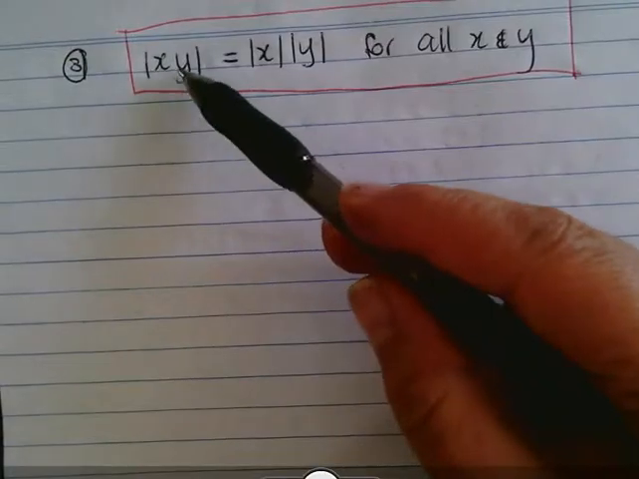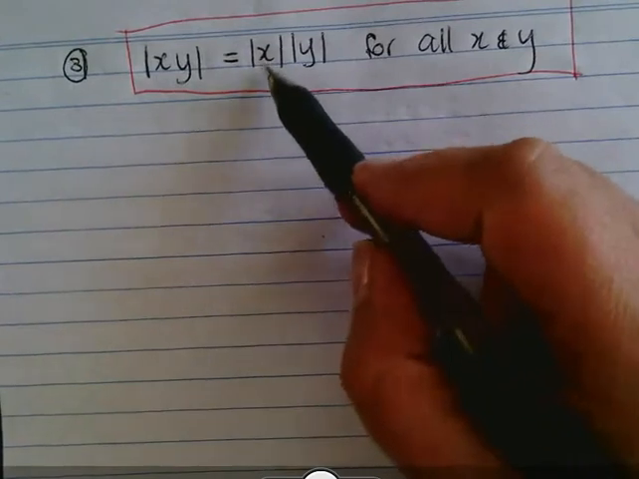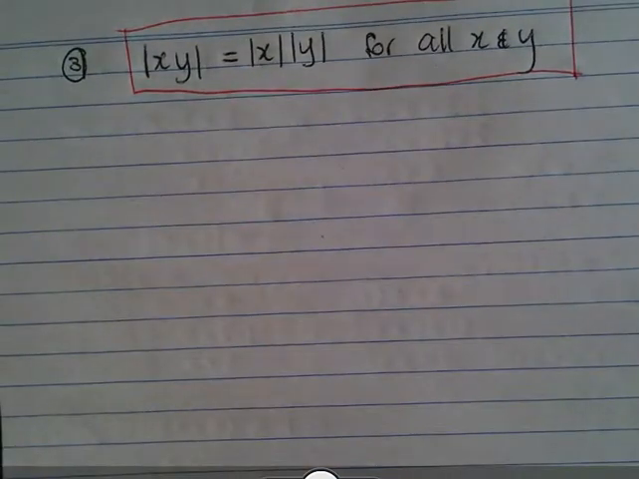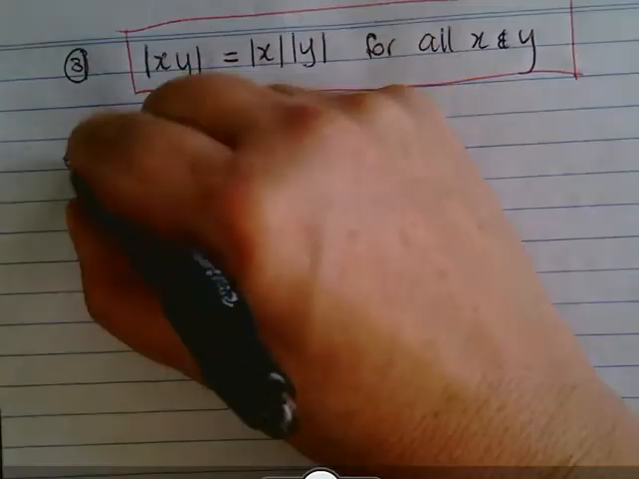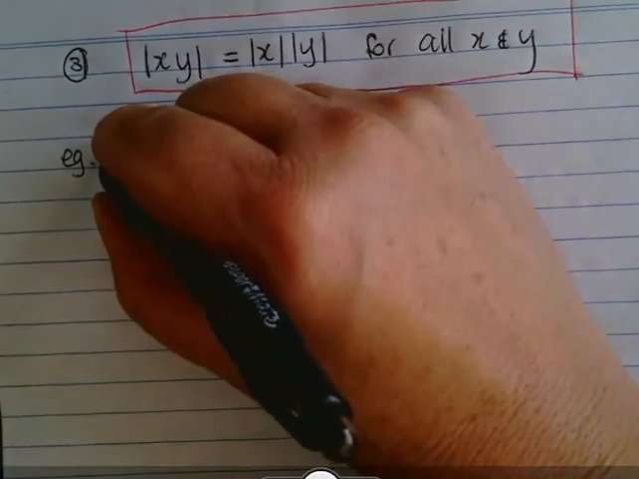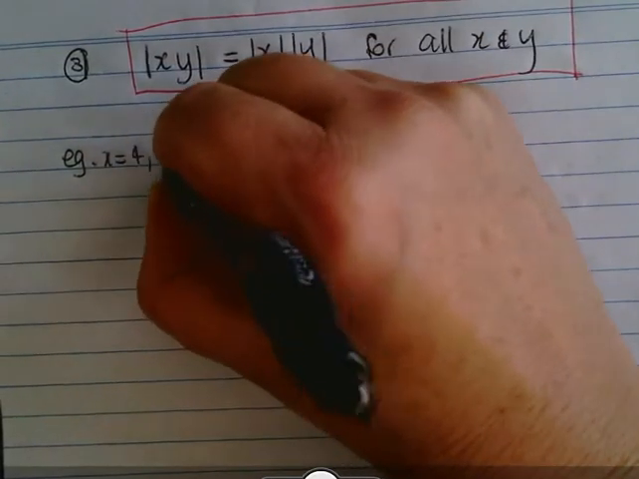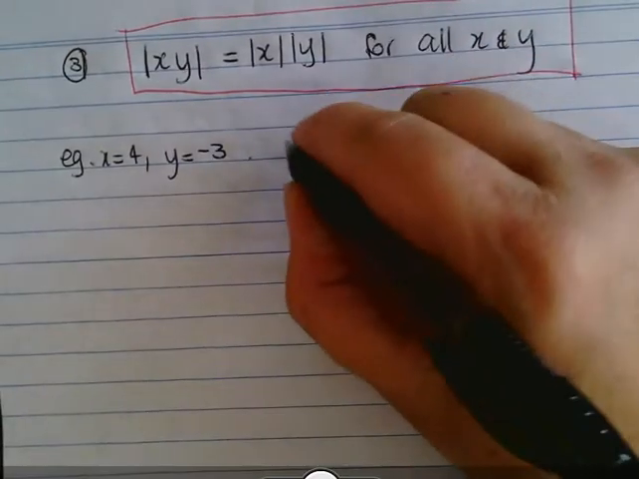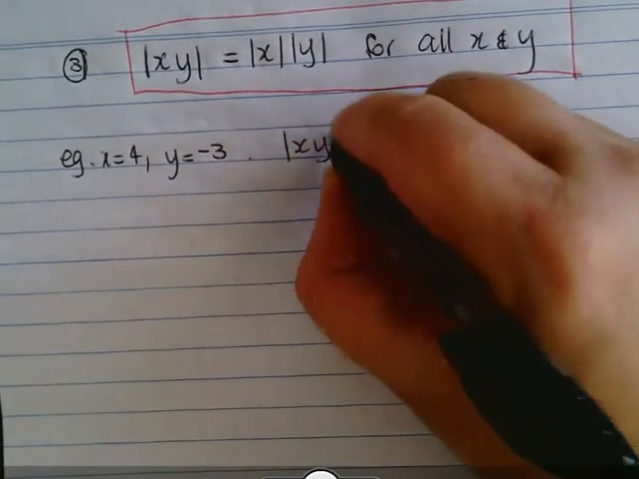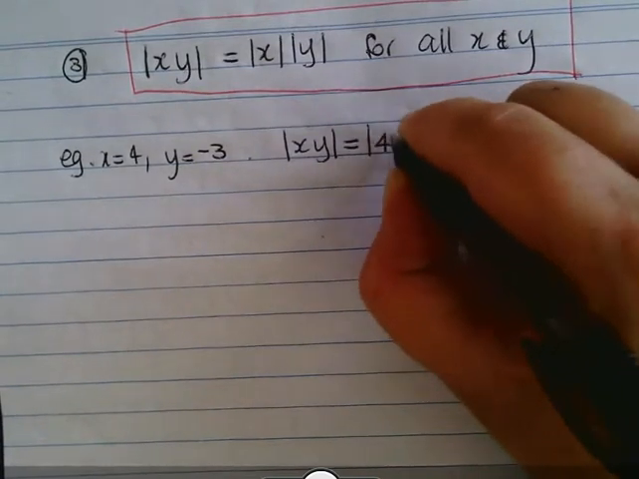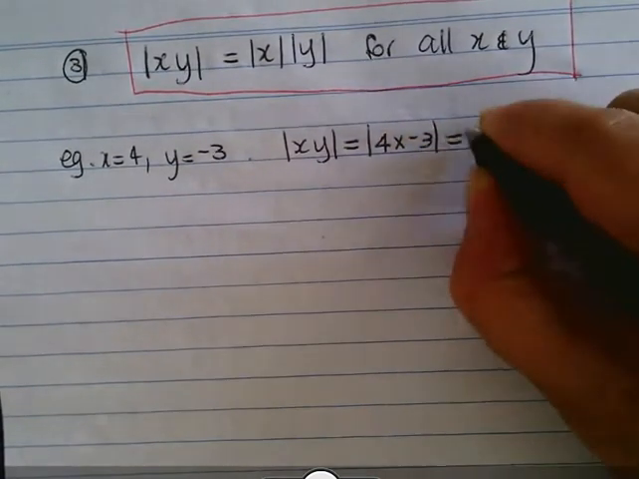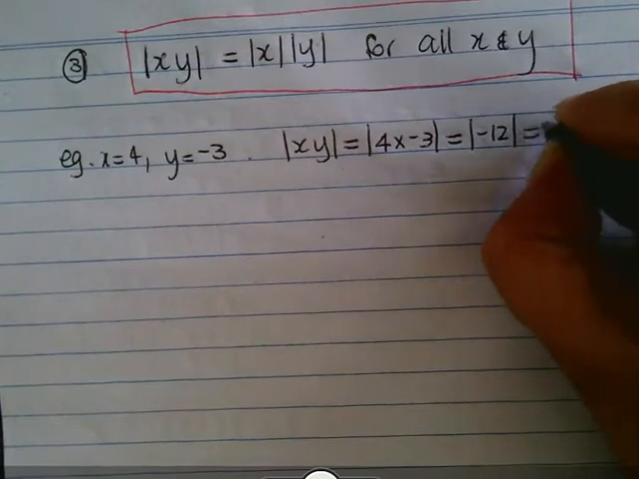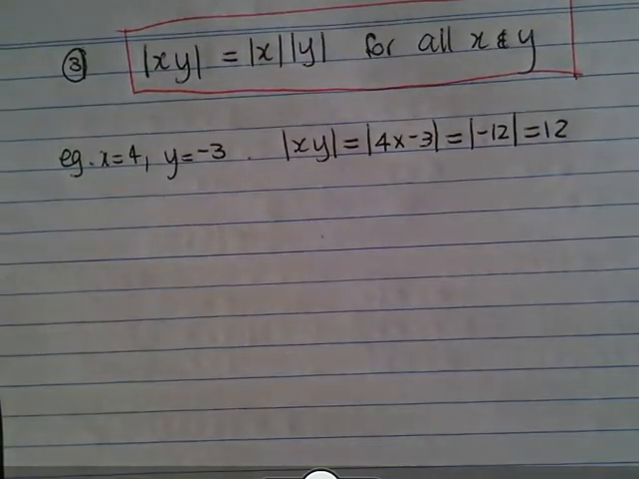Absolute value of x times y, with the product inside the absolute value signs, is like doing the absolute value of each one separately and multiplying. Example: if x is 4 and y is negative 3, the absolute value of x times y is the absolute value of 4 times negative 3, which is the absolute value of negative 12, which is 12.